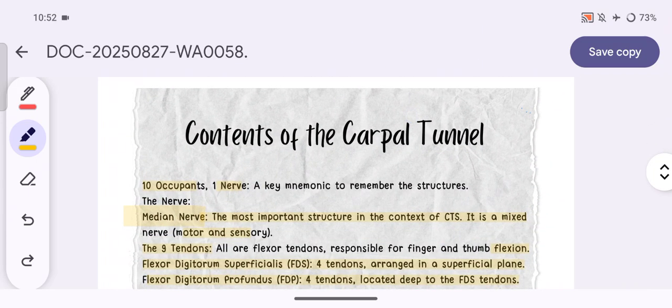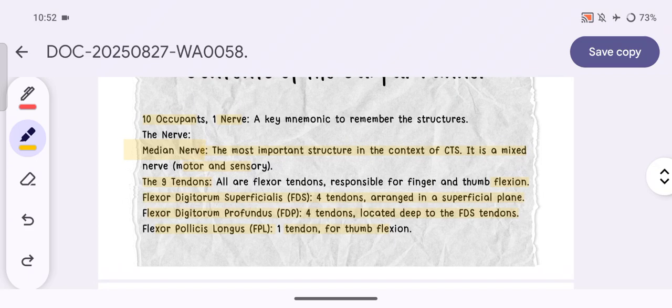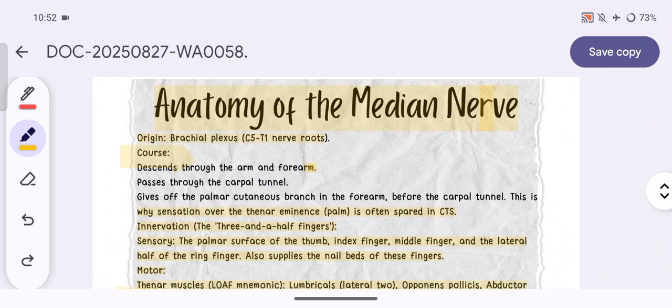Now, contents of the carpal tunnel: 10 occupants. One nerve, that is the median nerve, the most important structure in the context of carpal tunnel syndrome. It is a mixed nerve which functions as both motor and sensory. The 9 tendons: flexor digitorum superficialis, 4 tendons; flexor digitorum profundus, 4 tendons; flexor pollicis longus, 1 tendon. Total 9 tendons. Now, anatomy of the median nerve: origin, brachial plexus; nerve roots C5-T1.